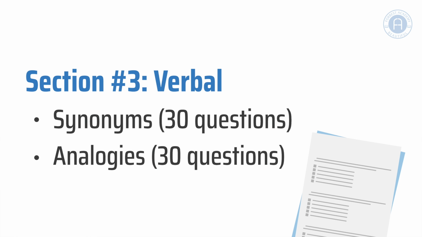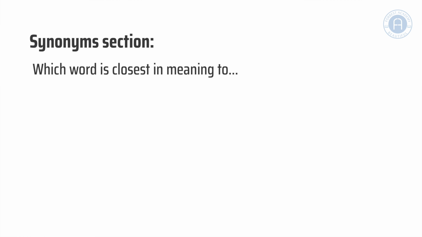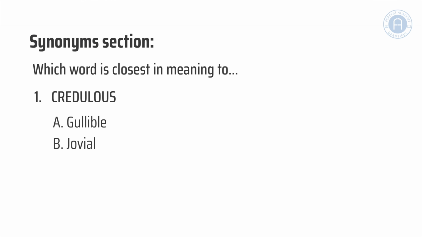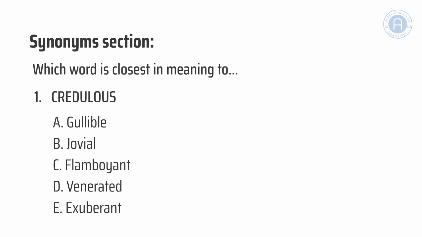The SSAT's verbal section also tests us on synonyms and analogies, each receiving an equal number of questions. In the synonyms section, we're given a word in capital letters, and we are asked to find a word or a phrase with the closest meaning. Let's have a look at the following example. Which word is closest in meaning to credulous? A. Gullible. B. Jovial. C. Flamboyant. D. Venerated. E. Exuberant.